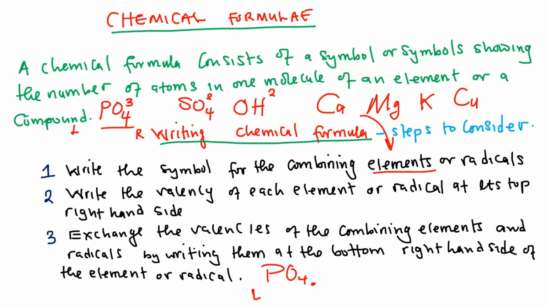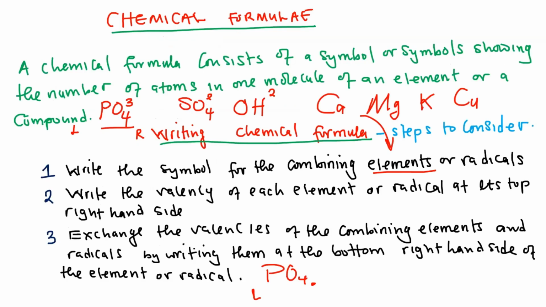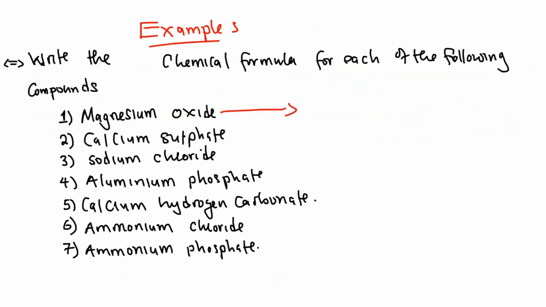Okay, so now let us get into the actual thing. We have examples here. We want to write the chemical formulae. So we are going to start with the first one, magnesium oxide. Let us look at magnesium oxide. Let us go. What is the first step? Write the symbol for the combining elements or radicals. Let us look at it.